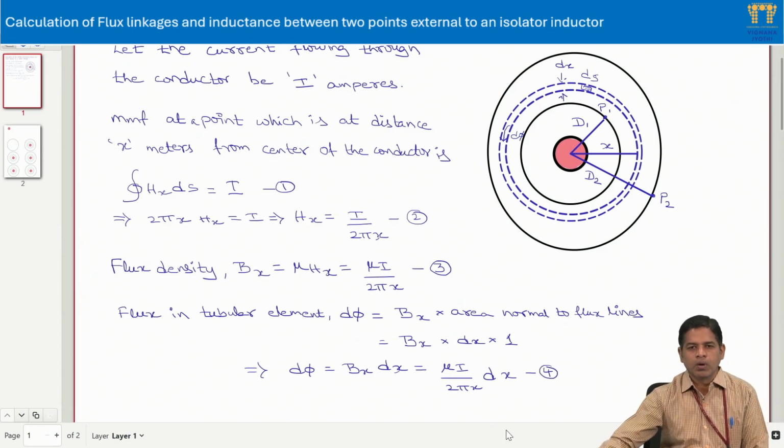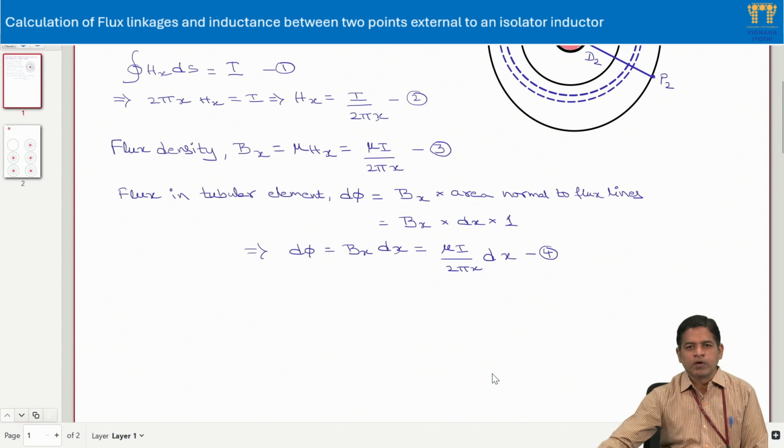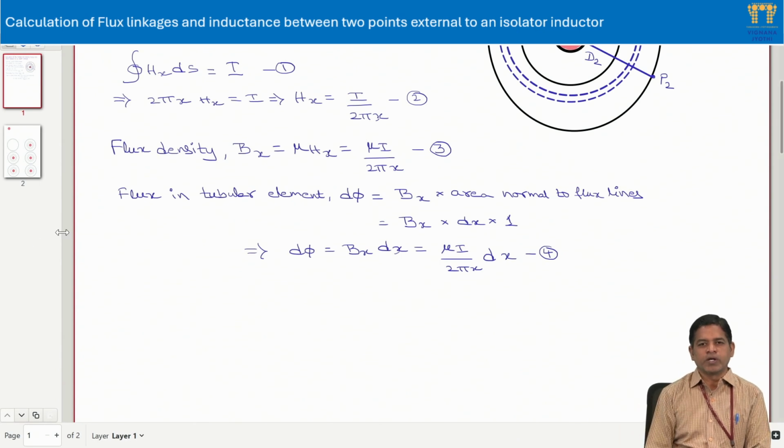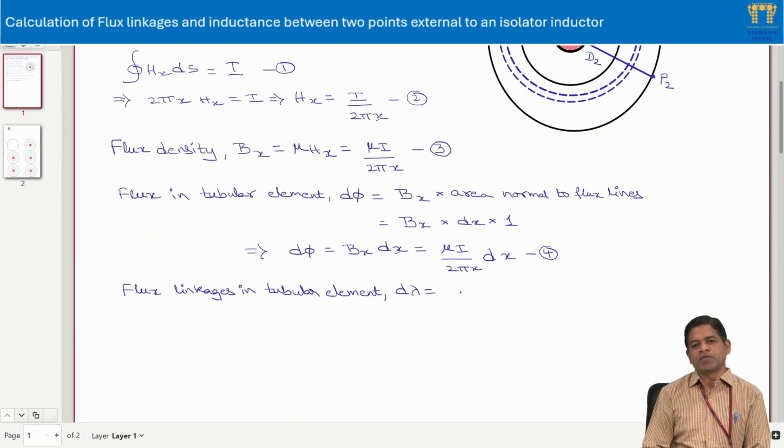Now, if I want flux linkages in the tubular element, that I can represent as d lambda, where lambda represents flux linkages and d lambda represents the flux linkage in tubular element. So that should be equal to this d phi multiplied by the fraction of current which is linked by the flux which is flowing in tubular element.